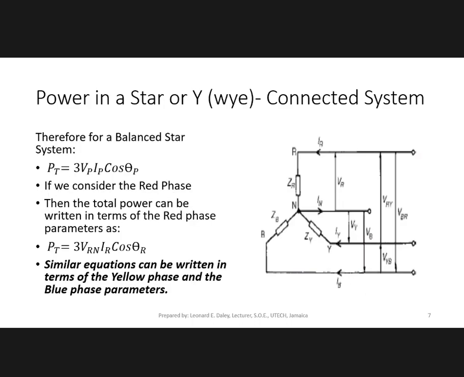All right. So I can write this general balanced formula using the phase values in terms of the red phase, right? So I could choose any phase. But if we consider the red phase, then this total power could be written as P equal to 3 times VRN, so it's the red phase voltage, times the red phase current, times cosine of the angle between these two phasors, right? And again, similar equations can be written in terms of the yellow phase and the blue phase.